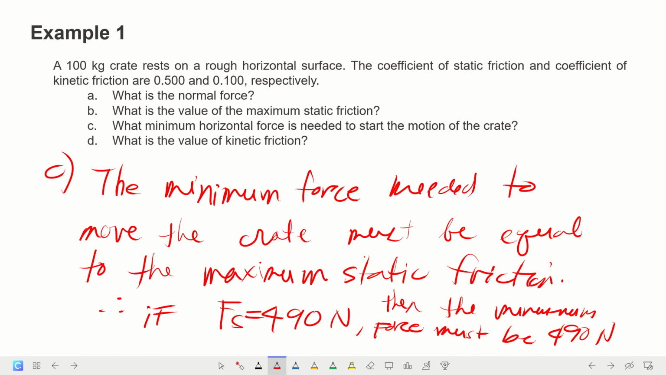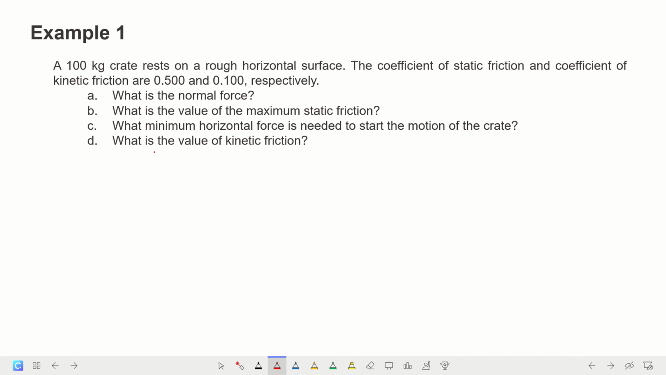So, ang minimum force natin is equal to our maximum static friction. So, this 490 newtons is enough to move our object, to start our object moving. So, when the object starts moving, we already overcome the maximum static friction. Therefore, the friction that will act on this body once it starts moving is the kinetic friction. So, what is now the value of our kinetic friction?